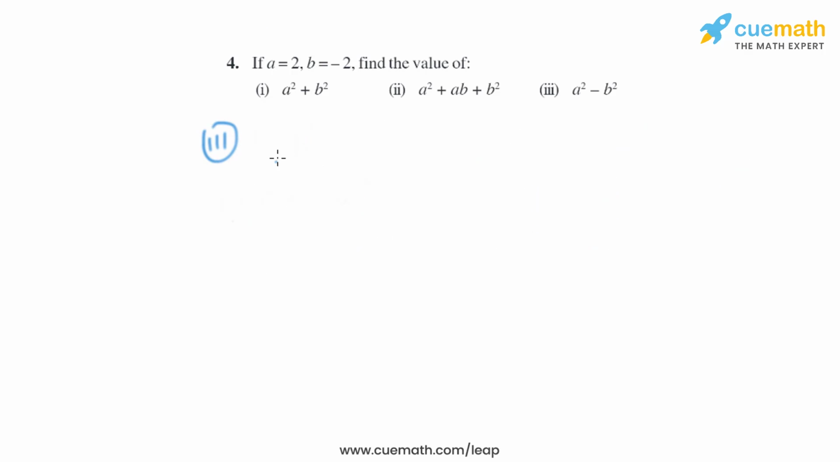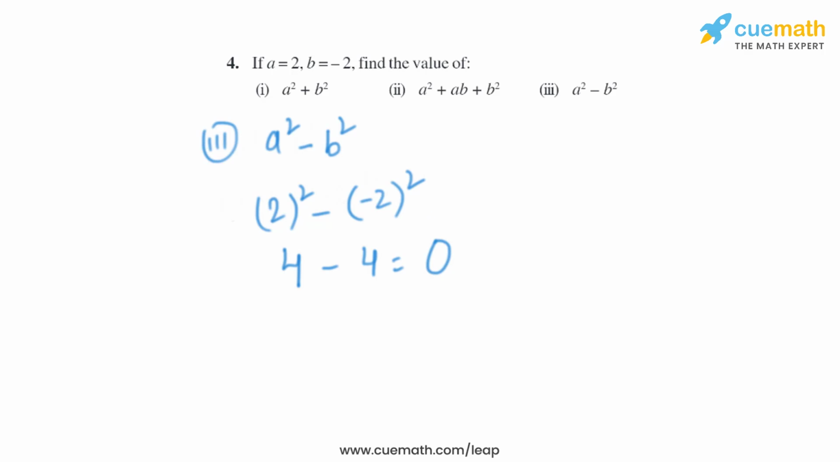Now let's move on to the third part. The expression that is given is a square minus b square. So it will be 2 square minus minus 2 square. So 2 square is basically 4 and minus 2 square is basically 4 as well. So it will be 4 minus 4, which is same as 0.